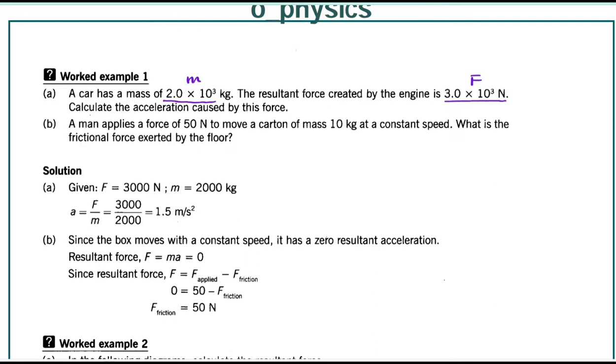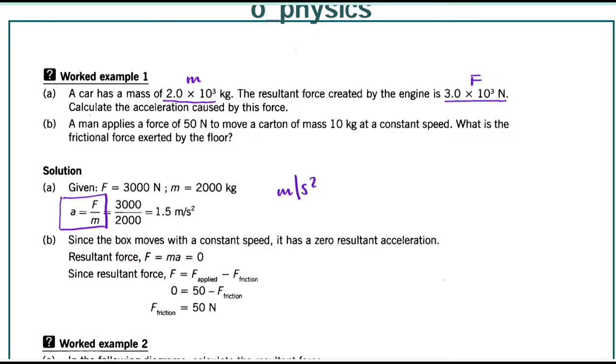So having known that the mass and the force are given, we use the formula: a is equal to F over m, where F is the force, which is 3.0 times 10 to the power 3, equivalent to 3000, all over the mass, which is 2 times 10 to the power 3, equivalent to 2000, and then we get an acceleration of 1.5 meters per second squared. So acceleration is always in meters per second squared.